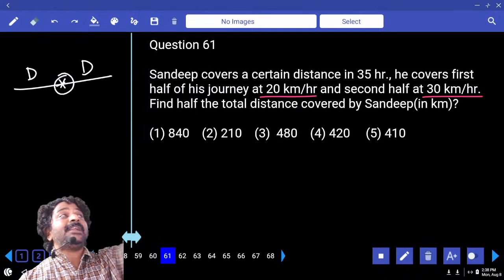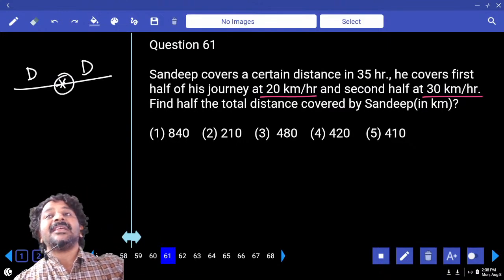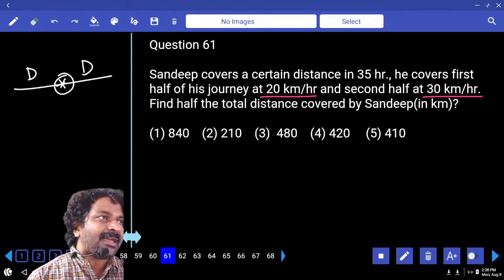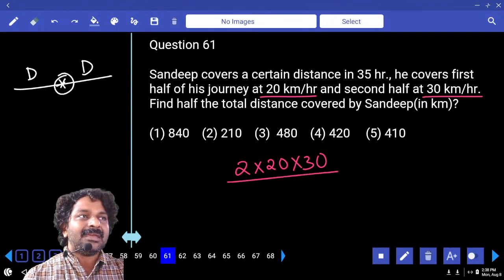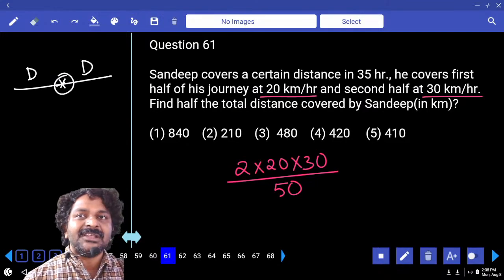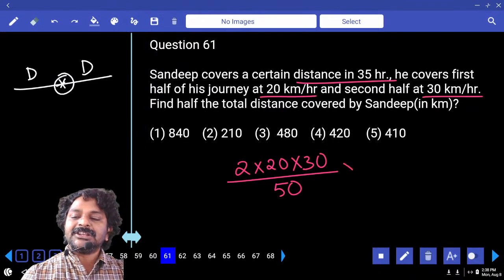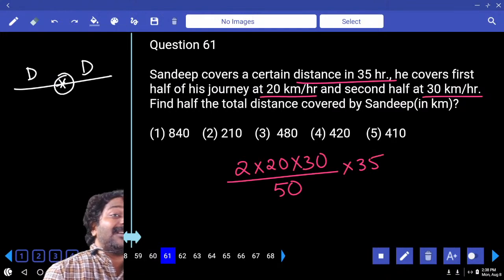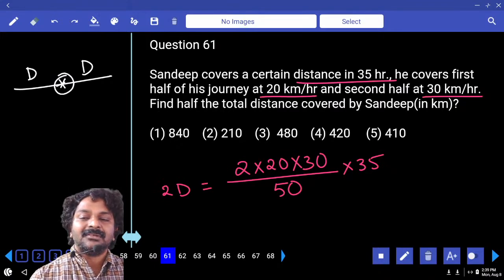Then the speed maintained for the entire journey, in the sense of average speed only? If distances are equal, average speed is 2AB by A plus B, where A is 20 and B is 30. 2AB by A plus B is 48. This is the average speed maintained for the entire journey, and we are also given the total time taken is 35 hours. Speed multiplied by total time gives the total distance covered, which is D plus D, that is 2D only.